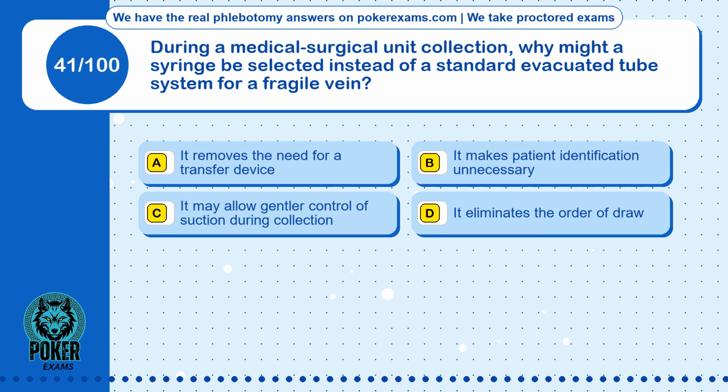Question 41. During a medical surgical unit collection, why might a syringe be selected instead of a standard evacuated tube system for a fragile vein? Option A. It removes the need for a transfer device. Option B. It makes patient identification unnecessary. Option C. It may allow gentler control of suction during collection. Option D. It eliminates the order of draw.